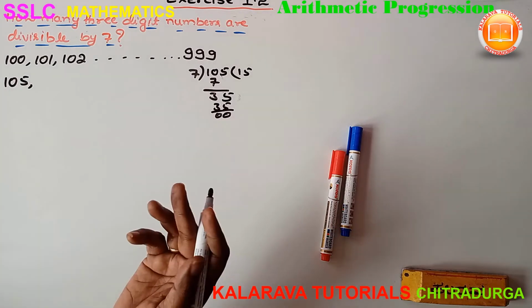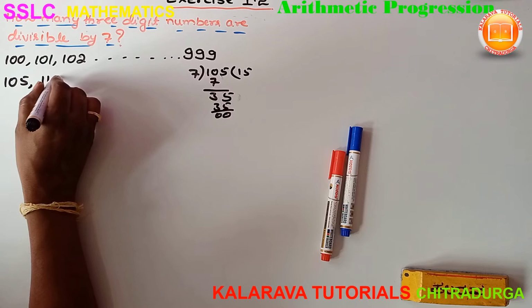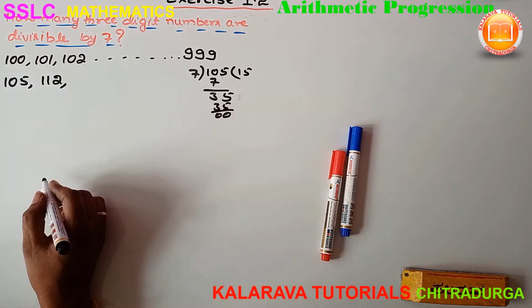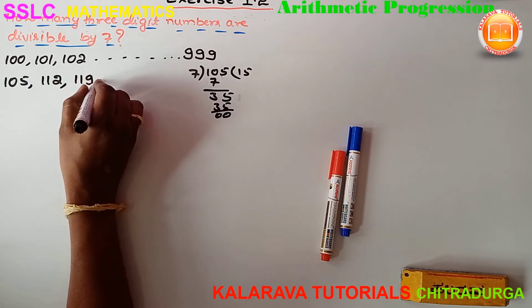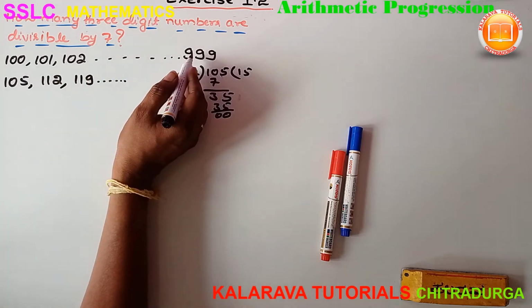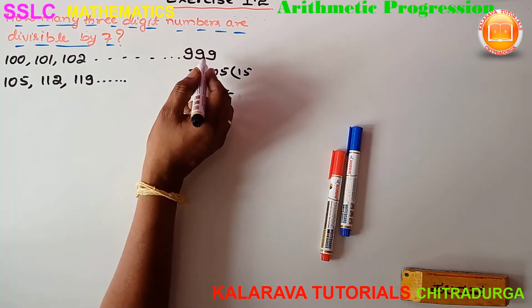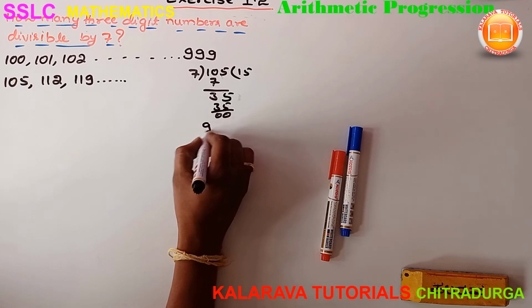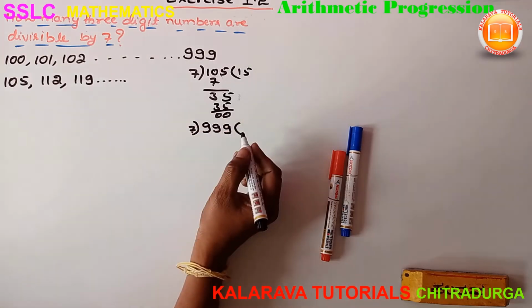And for getting the next number, you have to add 7. The second number which is divisible by 7 is 112, then 119 and so on. Now we have to find the last 3-digit number which is divisible by 7. Is 999 completely divisible by 7?